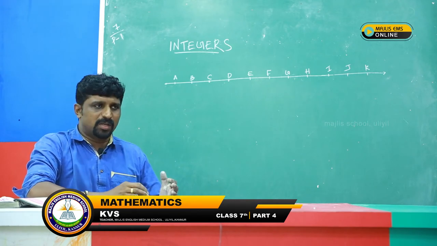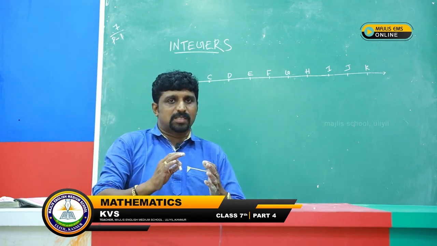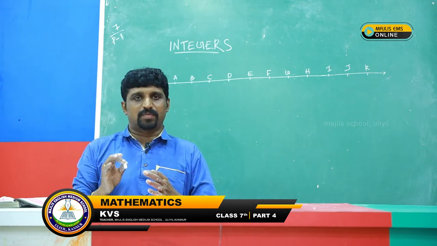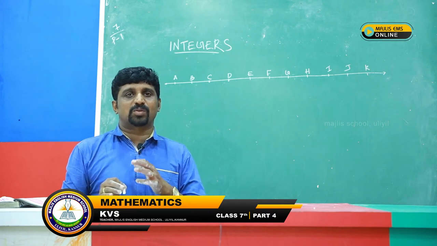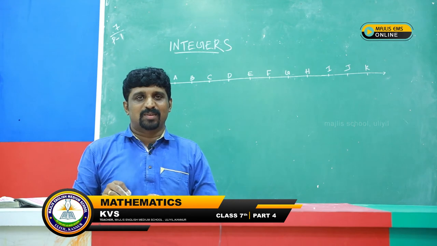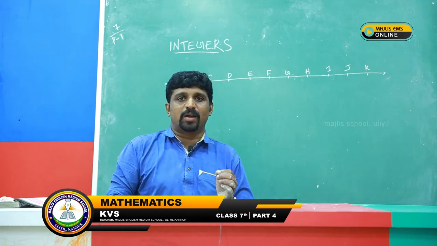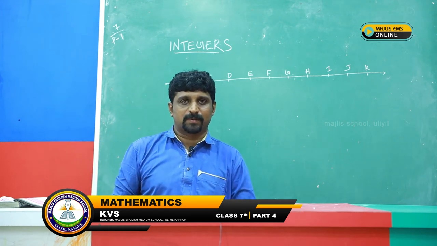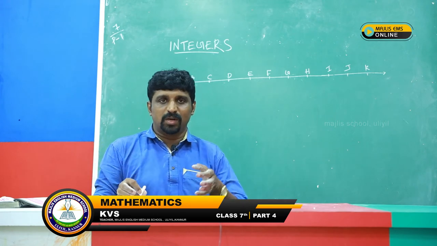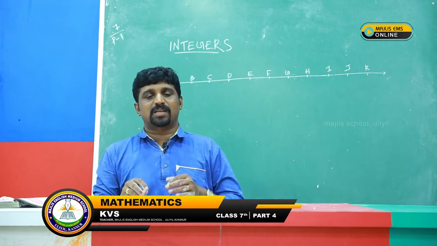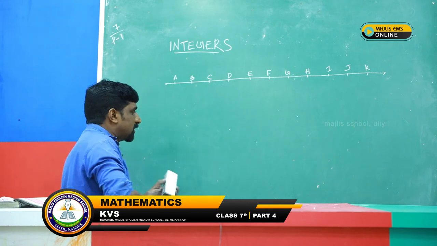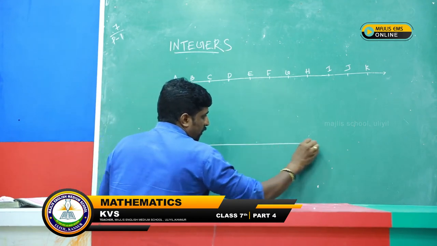Integers means, we can just take and explain. Suppose the counting numbers 1, 2, 3, 4, 5 like that. That is normally considered as natural numbers or counting numbers. Together with 0, that is considered as whole numbers. And together with the negative part also, negative 1, negative 2, negative 3, that is considered as integers.